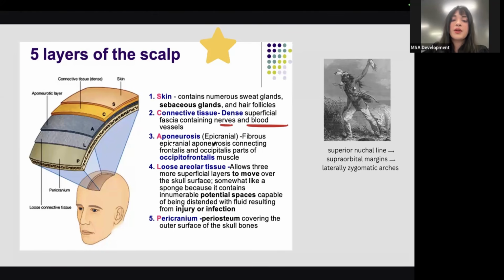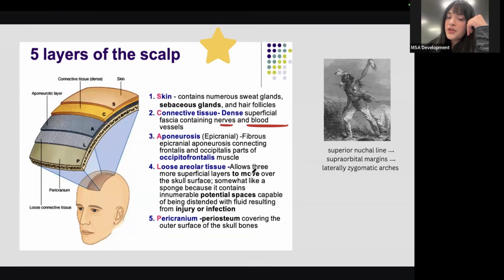So this is the fibrous epicranial aponeurosis connecting the frontalis and occipitalis parts of the occipitofrontalis. Okay, so you have the frontalis muscle over here. You have the occipital muscle over here. So these are the muscle bellies. They're going to attach here in the middle. And this area is not fully muscular. It's basically the aponeurosis of the two muscles. So that's the third layer.